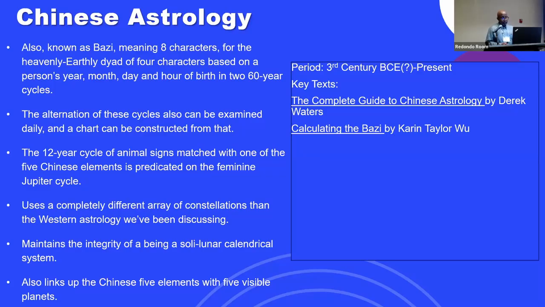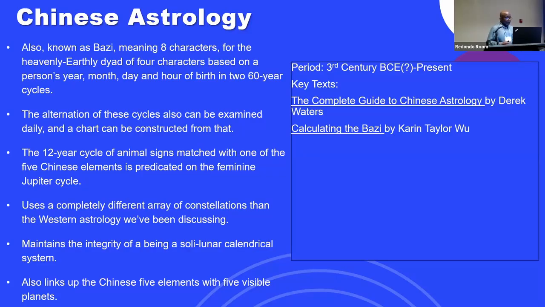But Bazi, meaning 8 characters, that's literally what it would translate to, is looking at a heavenly earthly dyad, meaning heaven, earth, 4 characters, hence 8, based on a person's year, month, day, and hour of birth in 2 6-year cycles, which actually has some correlation, as I explained toward the middle. The 12-year cycle of animal signs, and most people think that's the only aspect of Chinese astrology. It is not. Matched with one of the 5 Chinese elements is predicated on the feminine Jupiter cycle.